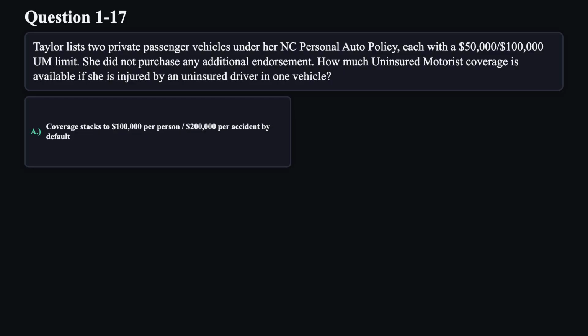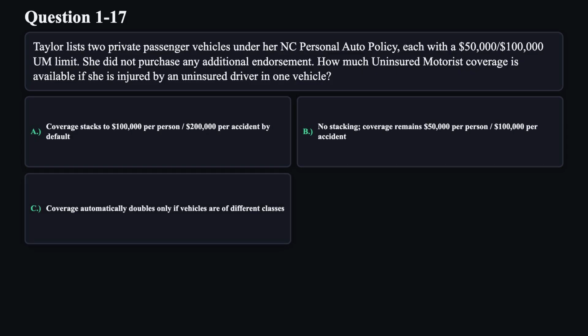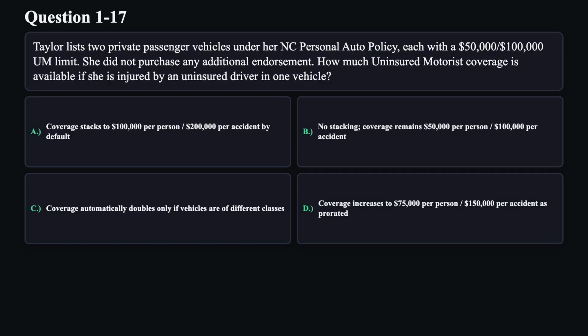A. Coverage stacks to $100,000 per person, $200,000 per accident by default. B. No stacking. Coverage remains $50,000 per person, $100,000 per accident. C. Coverage automatically doubles only if vehicles are of different classes. D. Coverage increases to $75,000 per person, $150,000 per accident as prorated.